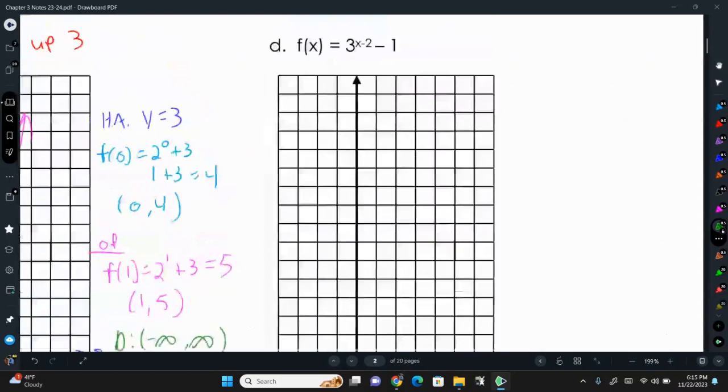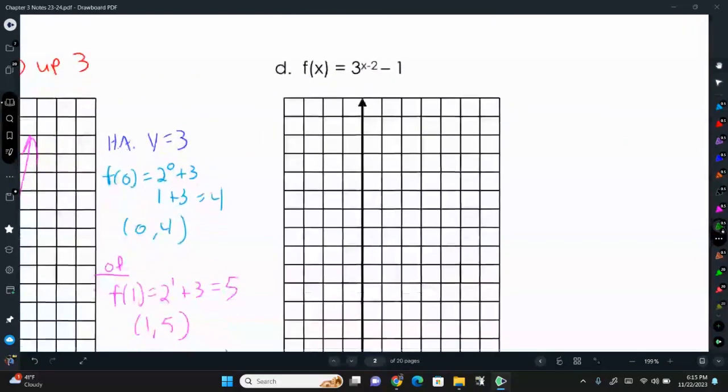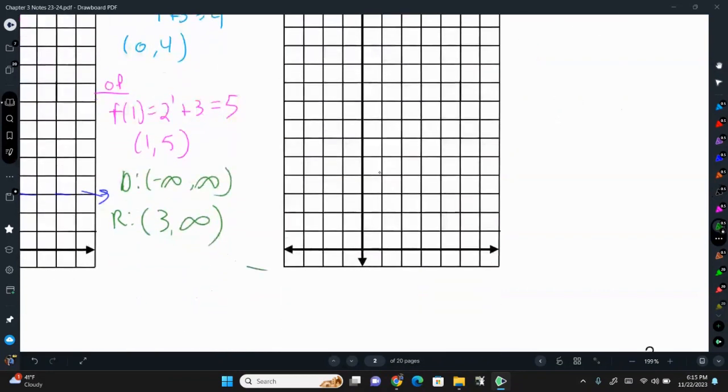All right, then this last problem here, we have 3 to the x minus 2 minus 1. So, that's going to make us go right 2, and this minus 1 is going to make us go down 1. So our horizontal asymptote is y equals negative 1. So let's go ahead and draw that.